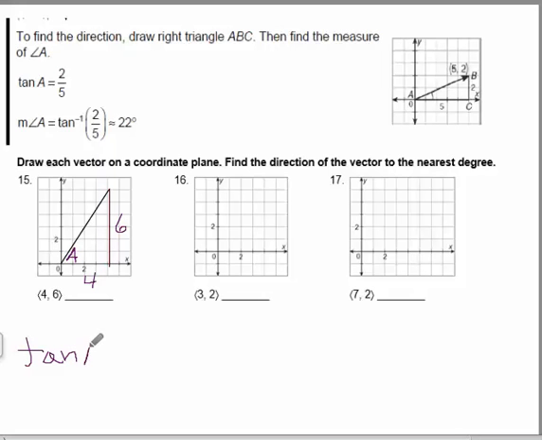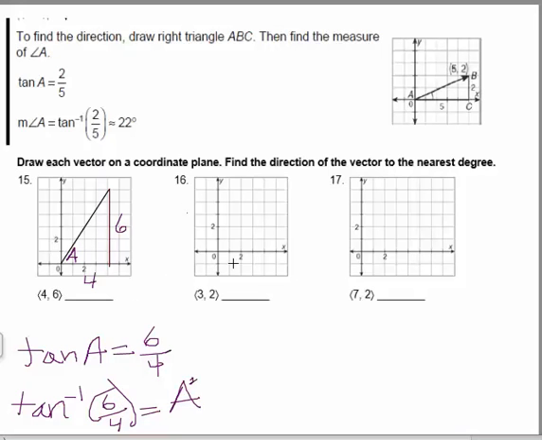So the tangent of our angle is equal to the opposite side over the adjacent side, which means that the inverse tangent of 6/4, or I could simplify that to 3/2 if you wanted, is equal to the measure of our angle that we're looking for. So that'll be our answer. So then it's just a matter of getting your calculator out. This is the same as 1.5, so you take the inverse tan of 1.5, and that would give you angle A. And you do the same thing for each of these.